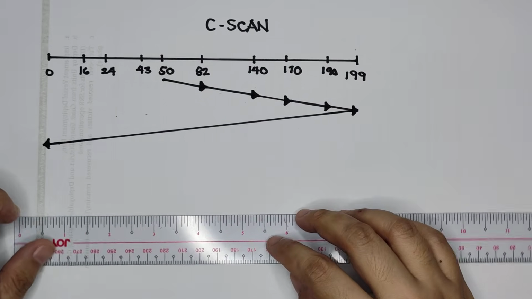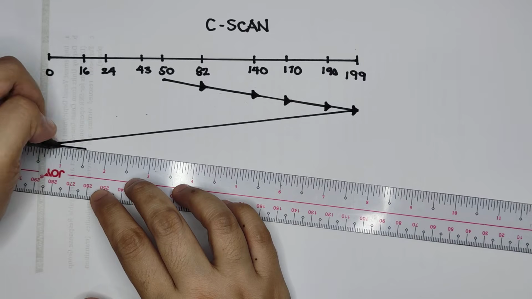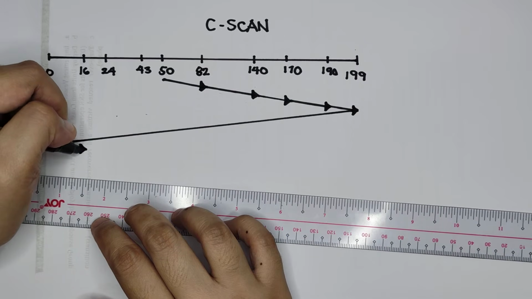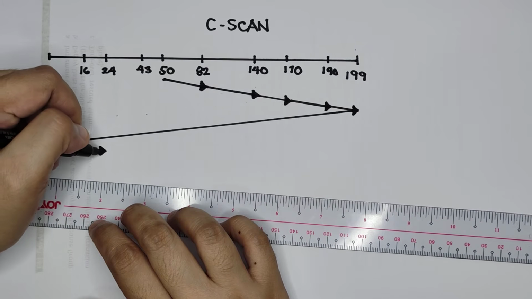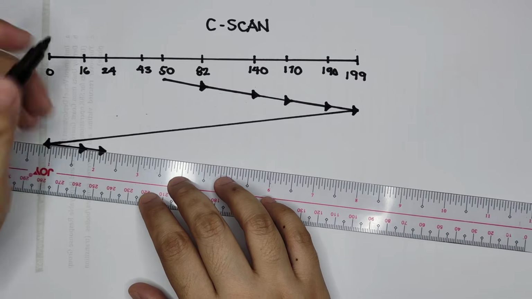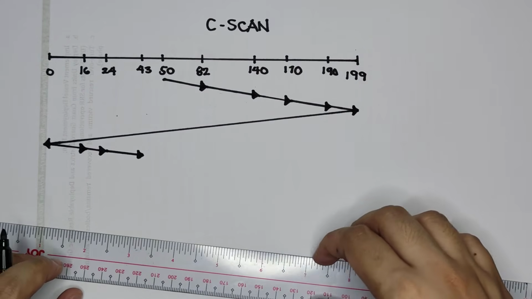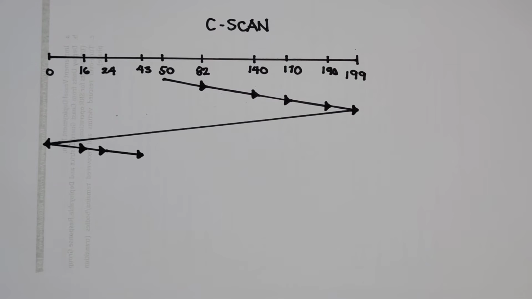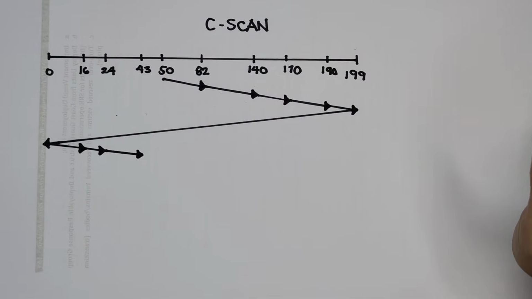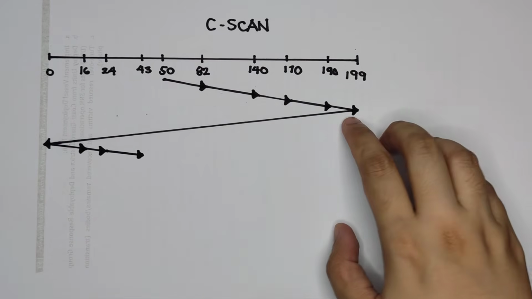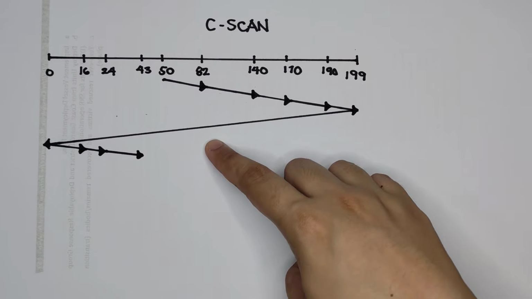So, we have, okay, going to 16. Okay, then next is going to 24. And then last but not the least, going to 43. So again, the notable difference between C-scan and scan is that, of course, why it's called circular, because from the end of the disk, it will travel to the other end. So this is the notable difference between C-scan and scan.